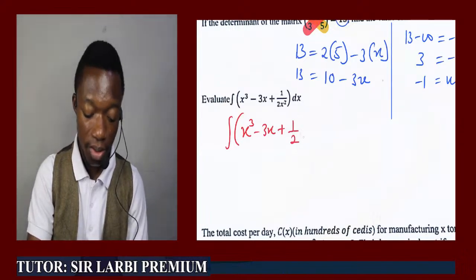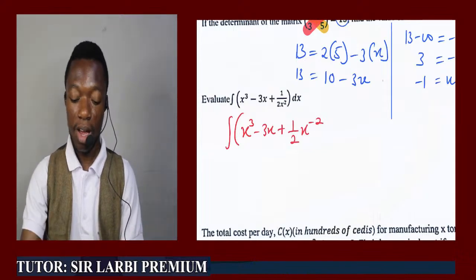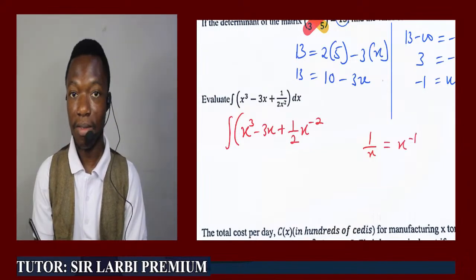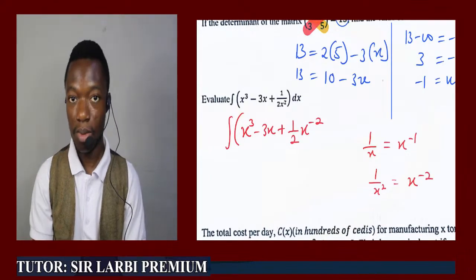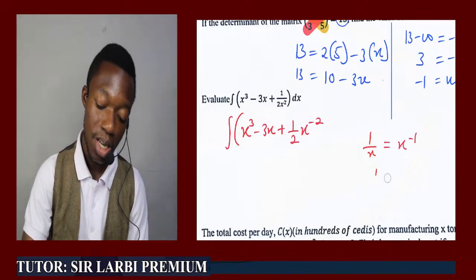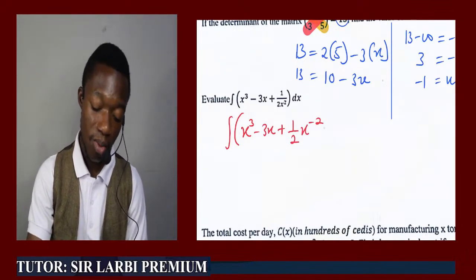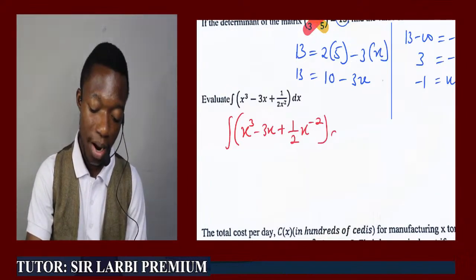So you have 1 over 2 x to the power negative 2. If I have 1 over x, it is the same thing as what? x to the power negative 1. If I have 1 over x squared, it is the same thing as what? x to the power negative 2, in that order. So that's what we are doing generally here. Once I'm done with the rewriting, I can close my bracket and bring the x.